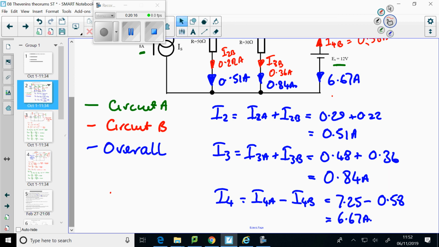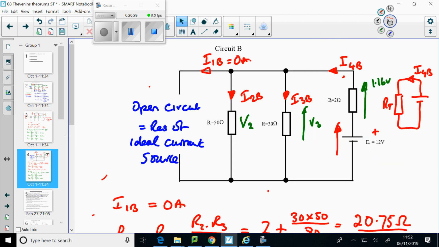Alright, so I thought I'd better cover a circuit that had a current source in it, because that involves us, when we did circuit B, in actually leaving an open circuit as opposed to a short circuit. Alright? Yeah? I can move on now then, yeah?